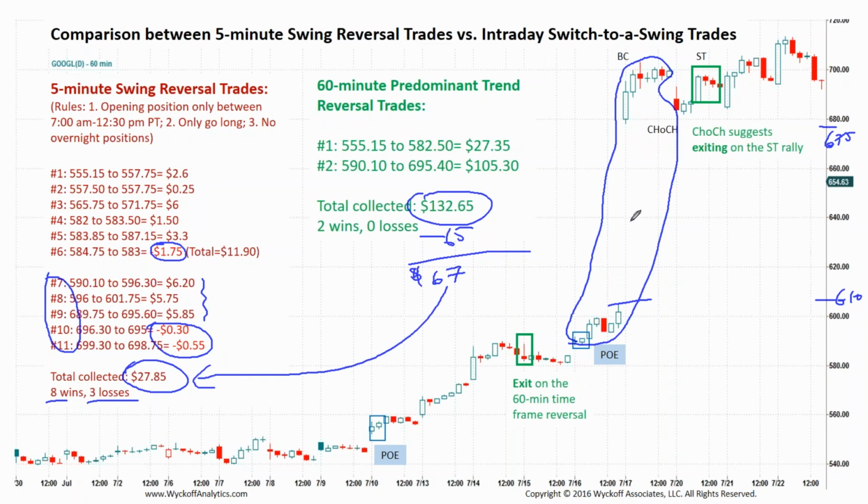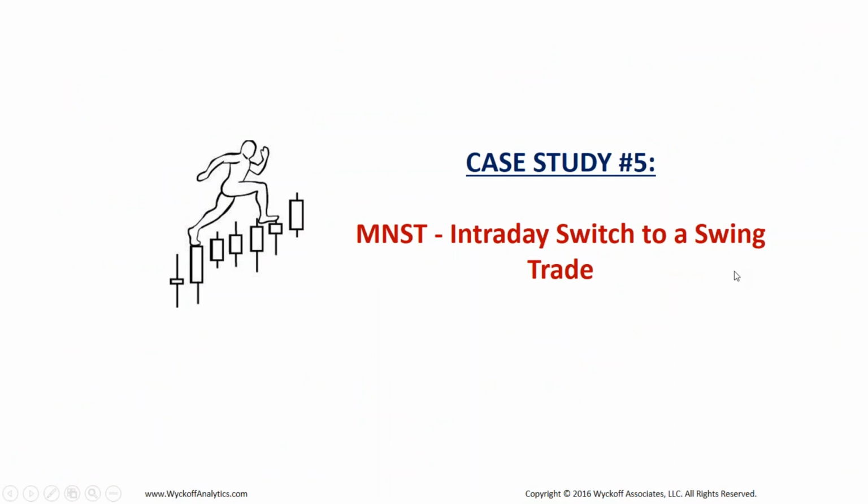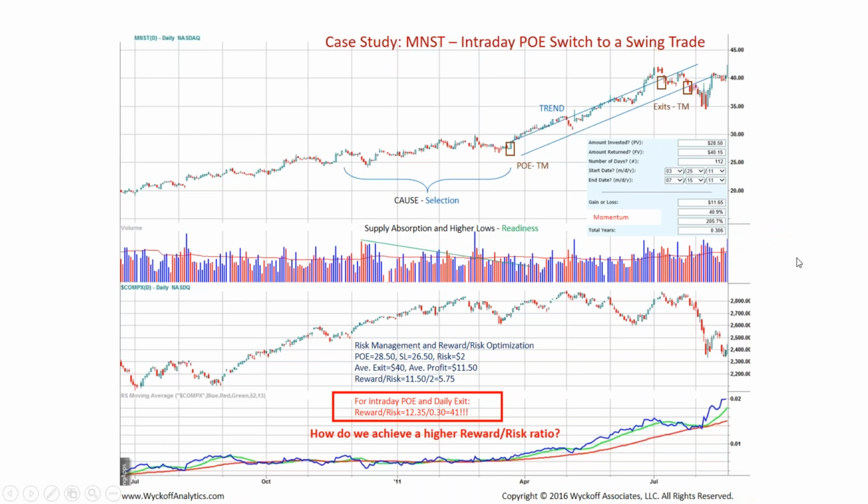So I think that this is a strong argument here for us to consider switching to a swing trade at some point when we're seeing the benefits of such a switch. Okay, let's confirm this idea with another case study. We're going to look at Monster Beverage, and then after this we'll stop and we'll see if we have any questions or comments. I've presented this at the swing workshop, so some of you might be familiar with this.